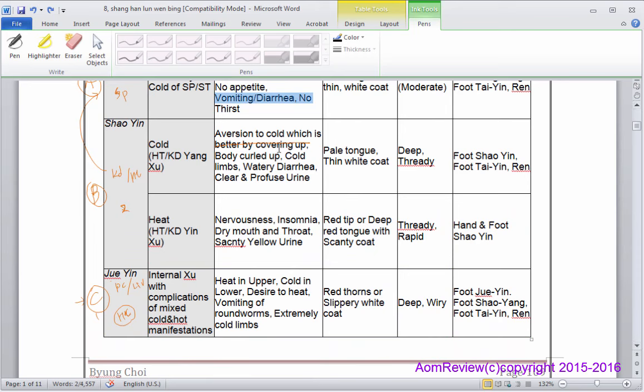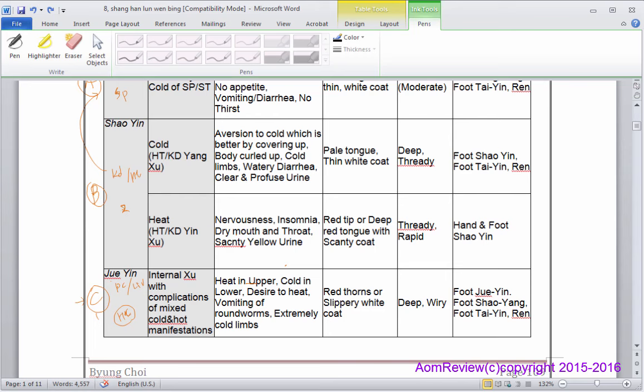these two, the Shaoyin cold type and Shaoyin heat type. Shaoyin heat type you have heart and kidney disharmony signs with insomnia, nervousness, dry mouth and throat with thirst, and scanty yellow urine. And sometimes irritability can also be seen. And the cold sign is the more popular one in the Shaoyin channel, which usually indicates the Si Ni Tang sign: aversion to cold, better with covers, curled-up body, cold limbs, watery diarrhea, and a desire to sleep, something like that. All these signs and symptoms are similar to the Si Ni Tang sign.